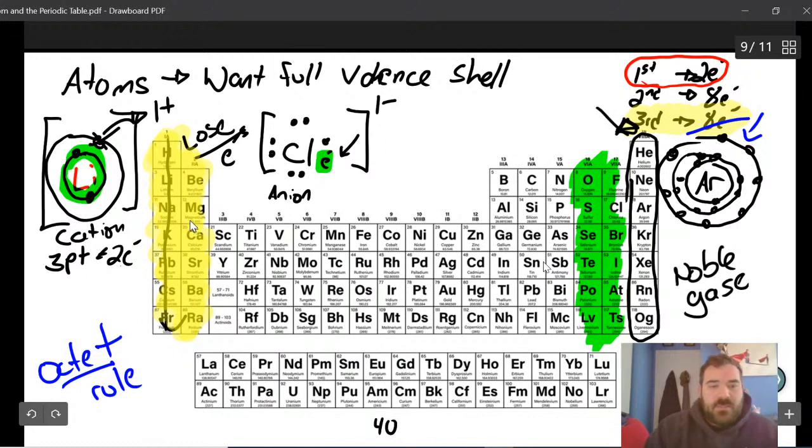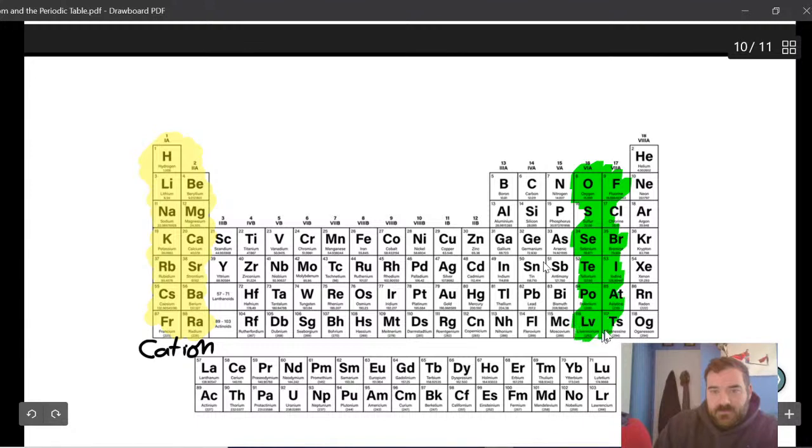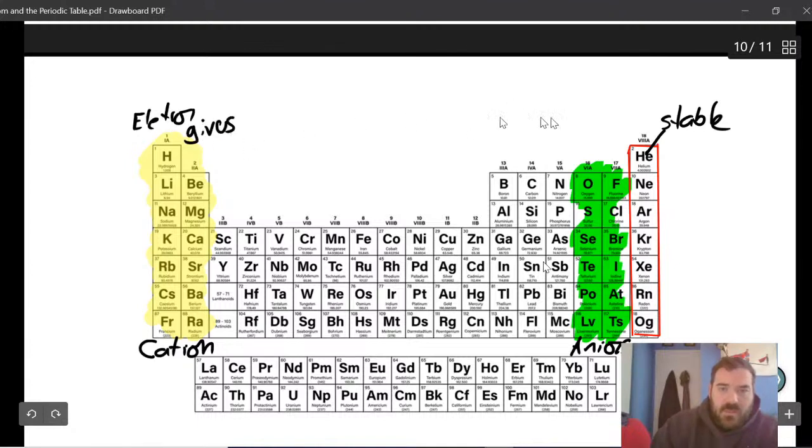These tend to become, so let's use a clear periodic table here. Just to summarize, so we have the atoms that tend to become positive, so these are our cations. These are atoms that tend to be negative. So there are anions. And these are stable atoms. They don't like to bind at all. They're all very stable. So electron givers, electron takers.